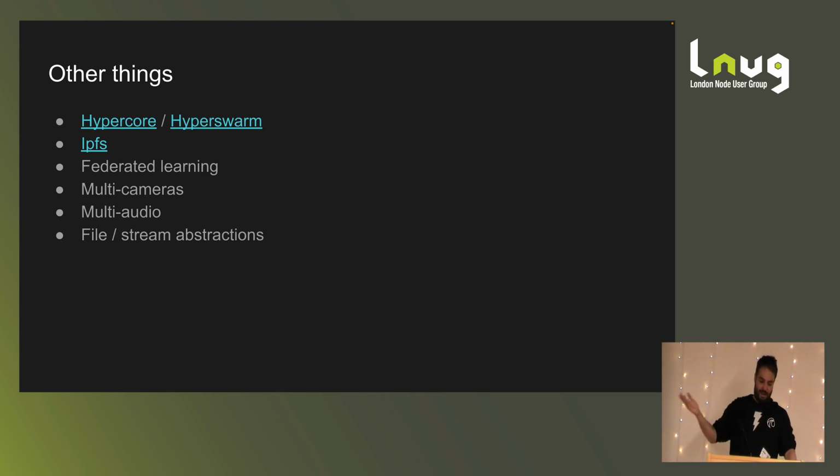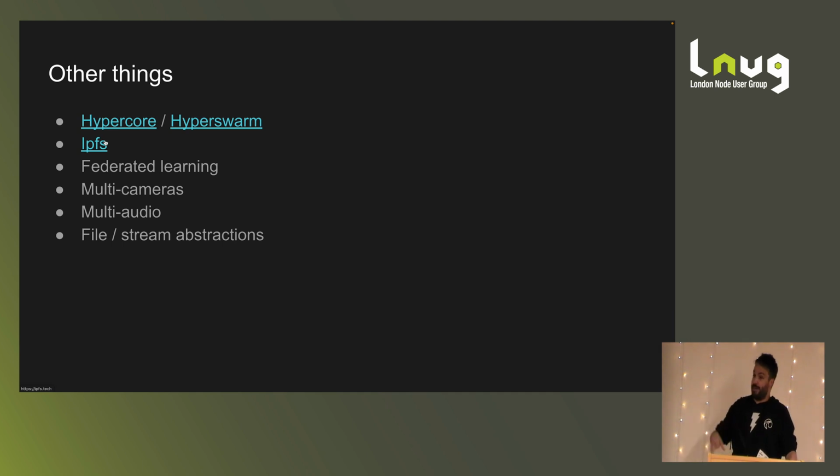Some other random stuff that I didn't manage to fit into this talk: in Nodeland, there's a really cool project called Hypercore and Hyperswarm. This basically gives you what I'm describing, a swarm of different Hypercore nodes, which are append-only logs. You can append to your own local log and then access it from other clients and nodes, which is really cool.